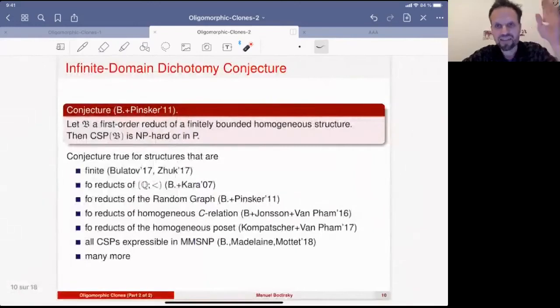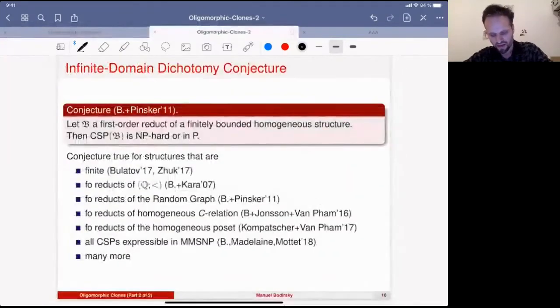Okay, and now in this setting we are again back in the world where we hope to get a complete understanding. There is a conjecture with Michael Pinsker that we announced, I think, in Toronto, at the CSP workshop, in this form. So I fix a structure which is either finitely bounded or a first order reduct of a finitely bounded structure. This makes the class more robust and even bigger. And then the CSP is either in P or NP hard, in fact NP complete even, because for reducts of finitely bounded homogeneous structures, we're always in NP. It's good news. So I could even write here NP complete.